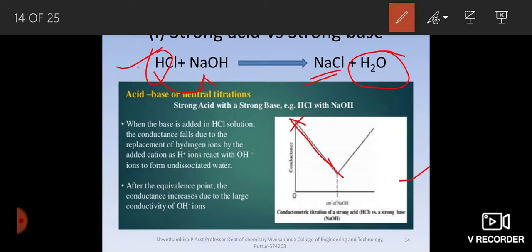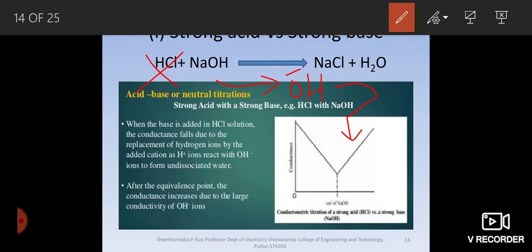Fine. At this particular point when we reach, all the HCl is neutralized. Then what we do? Then further on continuation, there is no HCl. Still we will be adding NaOH. What is the nature of NaOH? That is a strong base. So NaOH then dissociate to yield hydroxyl ions, and these hydroxyl ions are highly mobile, so increases the conductance sharply.